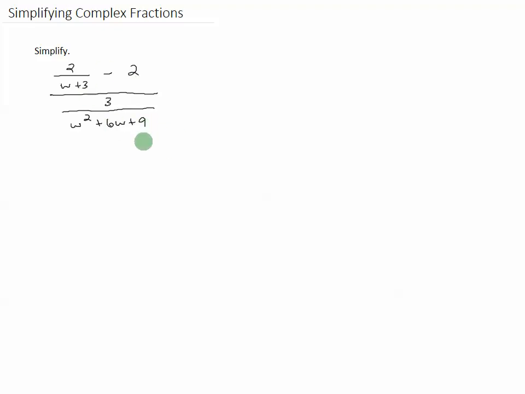So in this complex fraction, we don't have a fraction over a fraction. So we can't change to division and then use the reciprocal idea, okay? So instead, what we're going to do is we need to multiply by a form of the number 1.